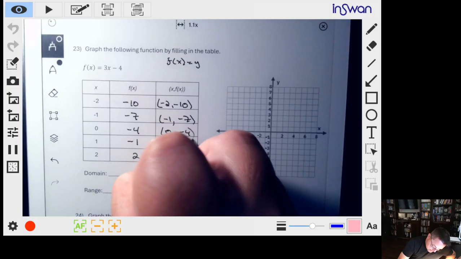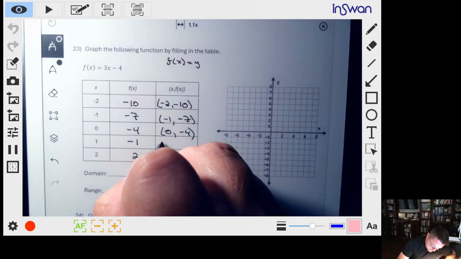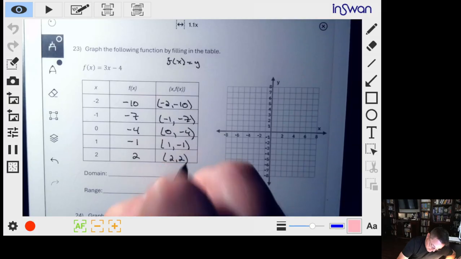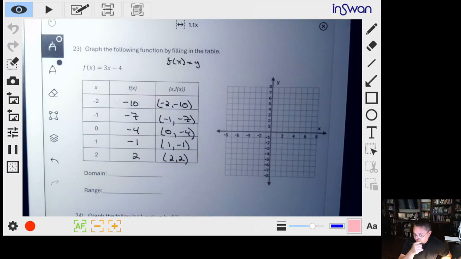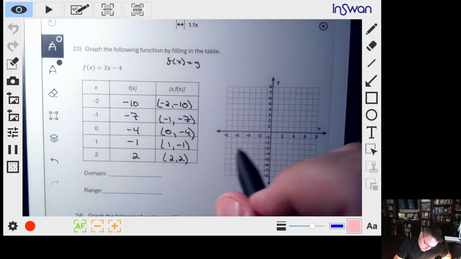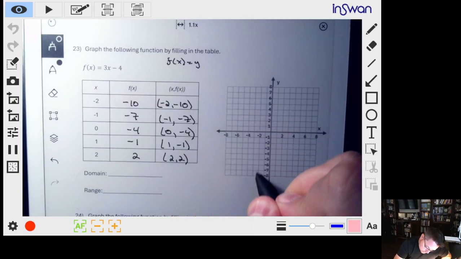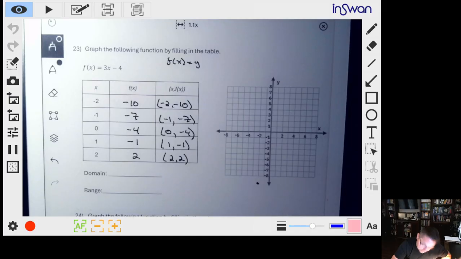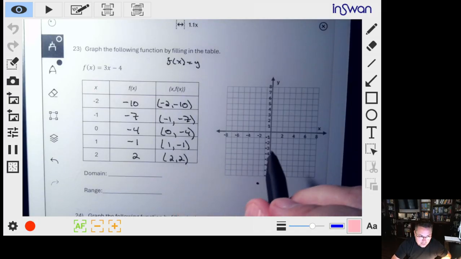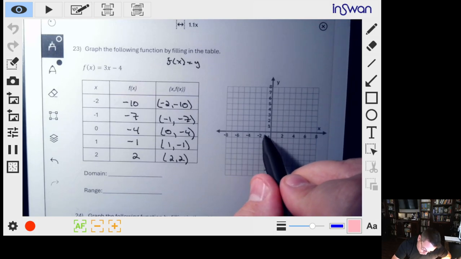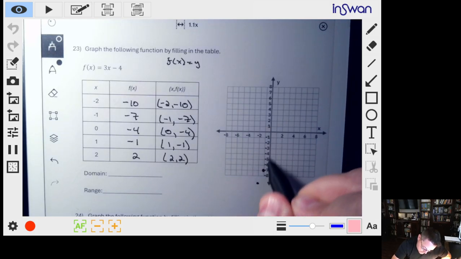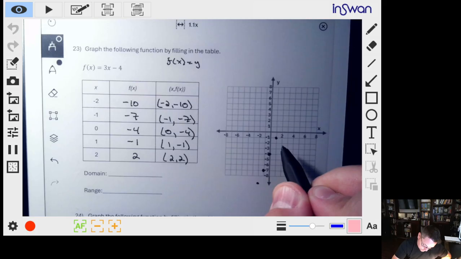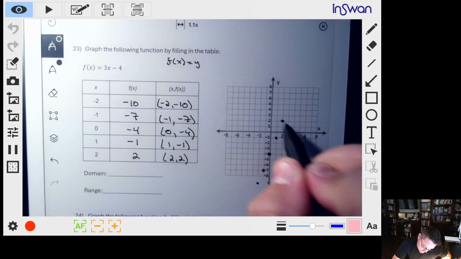Okay, so 0, negative 4, 1, negative 1, and 2, 2. So we're just going to graph them. So we've got negative 2, negative 10. That's off of our graph, but we'll just eyeball it in there somewhere down here. At negative 1, we're at negative 7. At 0, we're at negative 4. At 1, we're at negative 1. At 2, we're up at 2.